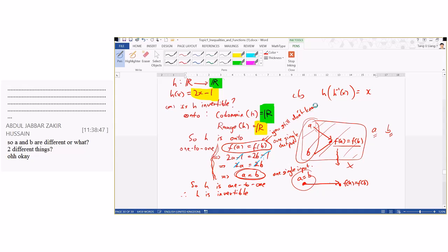Okay, that's the purpose of the working. I hope this makes more sense. Does it make sense?